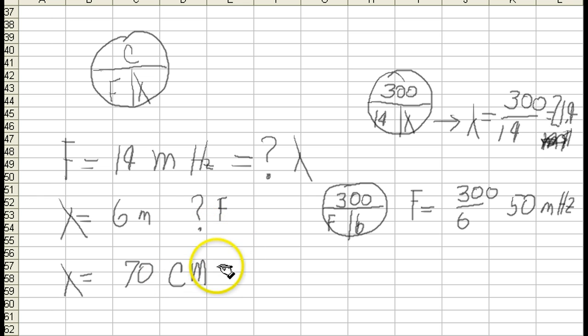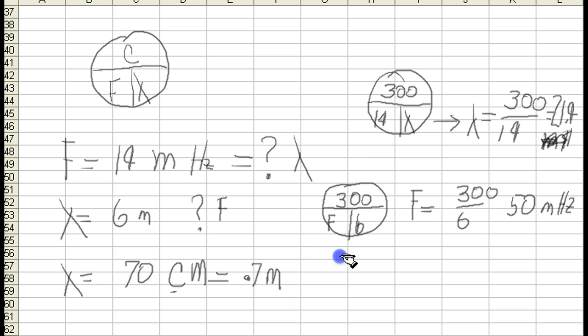So the trick question is typically you see this wavelength in meters. Today they're tricking you and they're telling you centimeters. So the first thing you got to do is say 70 centimeters equals how many meters? 0.7 meters. Now you got the units so that this fits nicely into your magic circle.